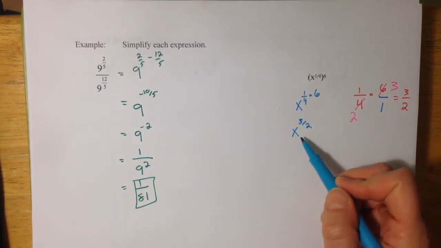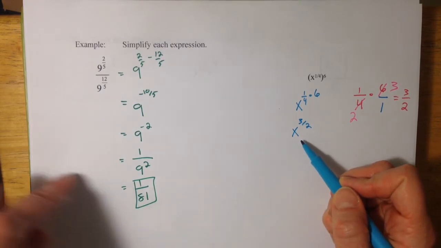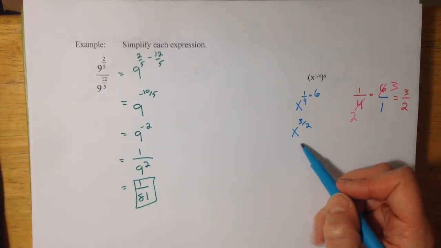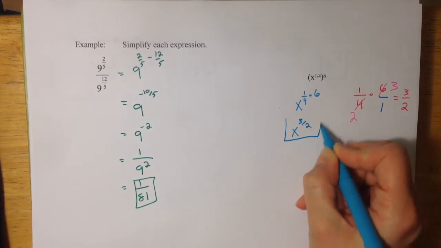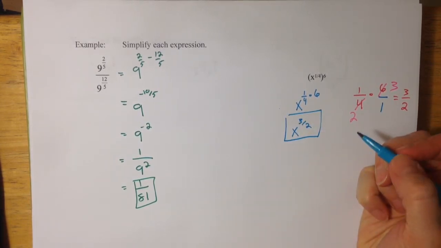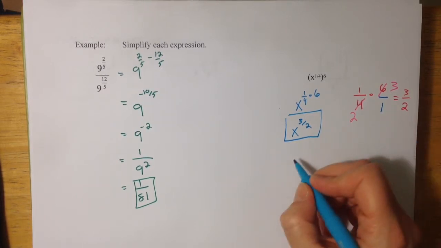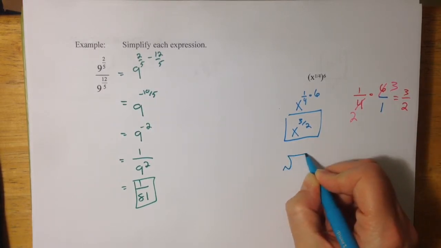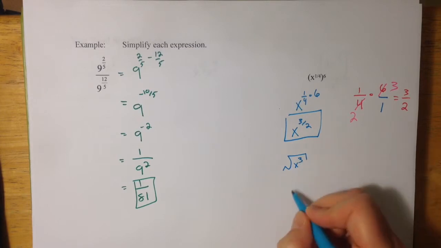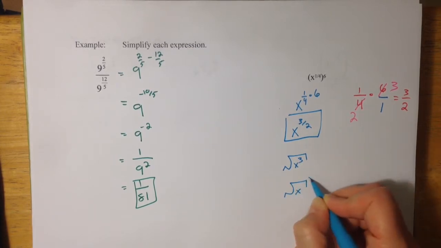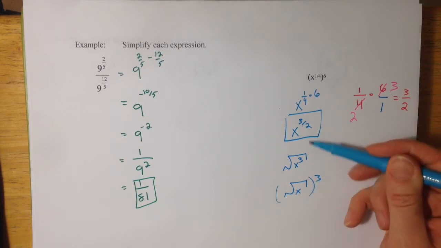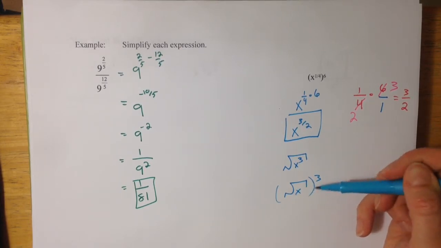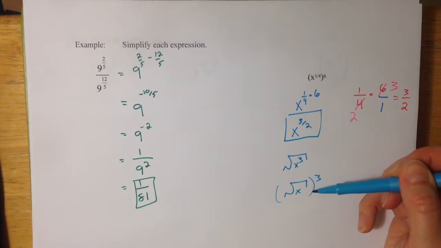Now, x is not a particular number the way that 9 was, so I really can't do anything after this. You can leave your answer as x to the 3 halves. Typically, it is also acceptable to leave this as the square root of x cubed, since we've seen that these are all the different ways of saying the same thing. Any of these would be acceptable on a test.